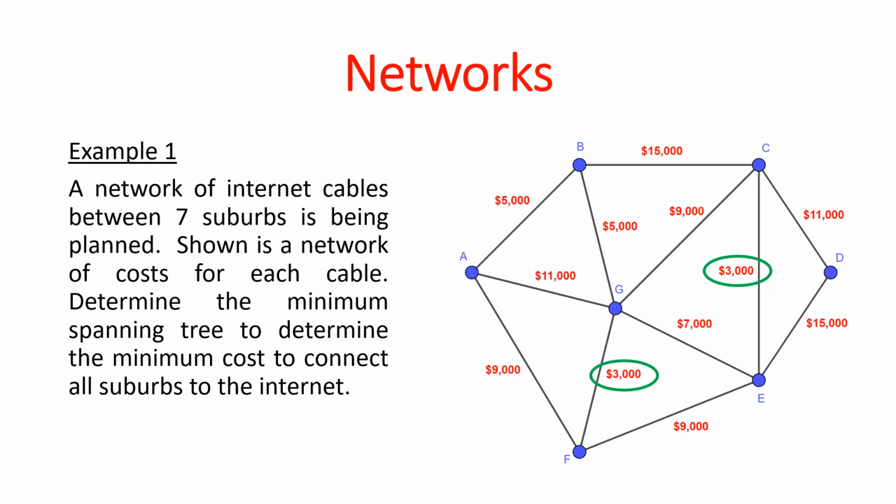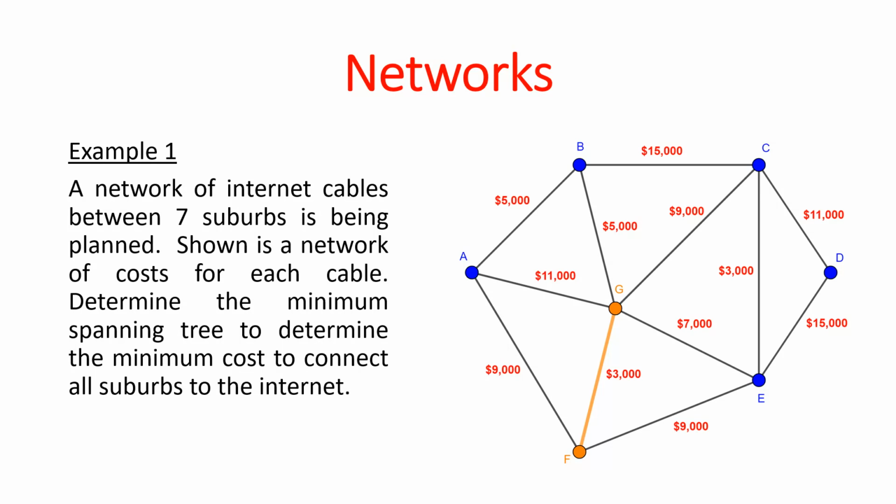So I'm just going to pick between nodes F and G. So I'm going to highlight that, and it's often good to have a highlighter and highlight that on your page. And I'm going to colour in node F and colour in node G. So I've now connected suburb F to suburb G.